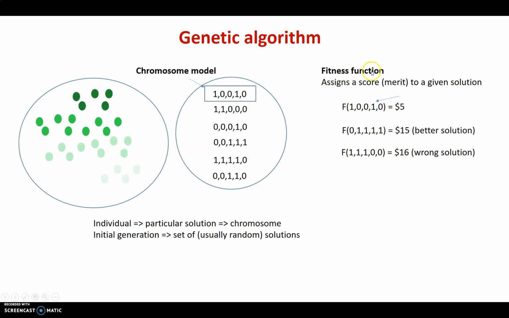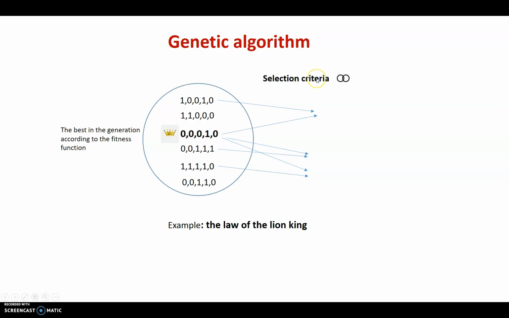Okay, so we need a fitness function that tells us which of the individuals are better than others. Some of the individuals would have a very high score, and some other individuals will have a very low score according to the fitness function. This is the second element we need to set up the genetic algorithm, the fitness function. Then we need a selection criteria. So how do we select individuals for reproduction?